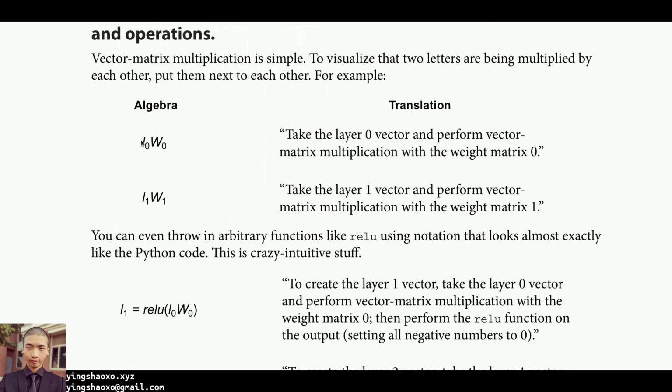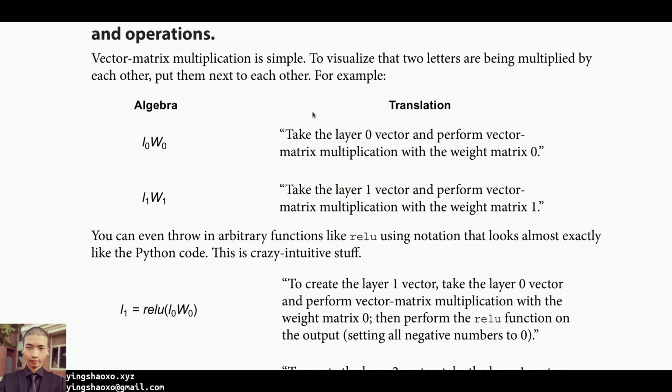The translation of that algebra symbols is take the layer 0 vector and perform vector matrix multiplication with the weight matrix 0. Okay, from here you can see why I just don't like the math. Some people love it because you can use fewer letters to represent a lot of stuff, but I don't like it. Why? Because it's not understandable for normal people like me.